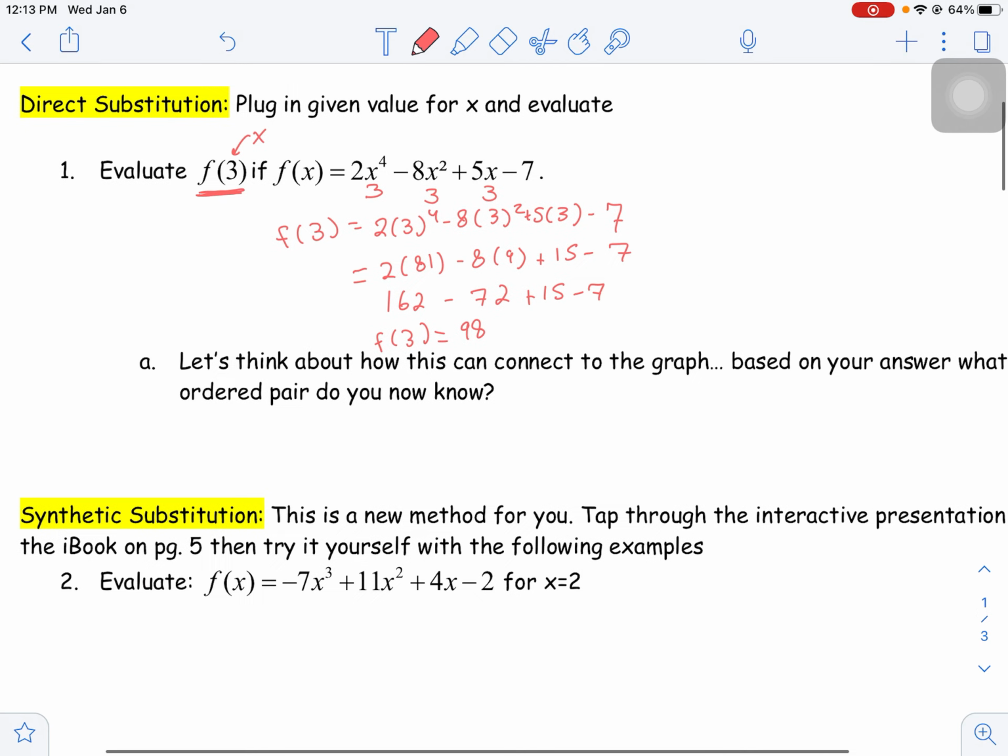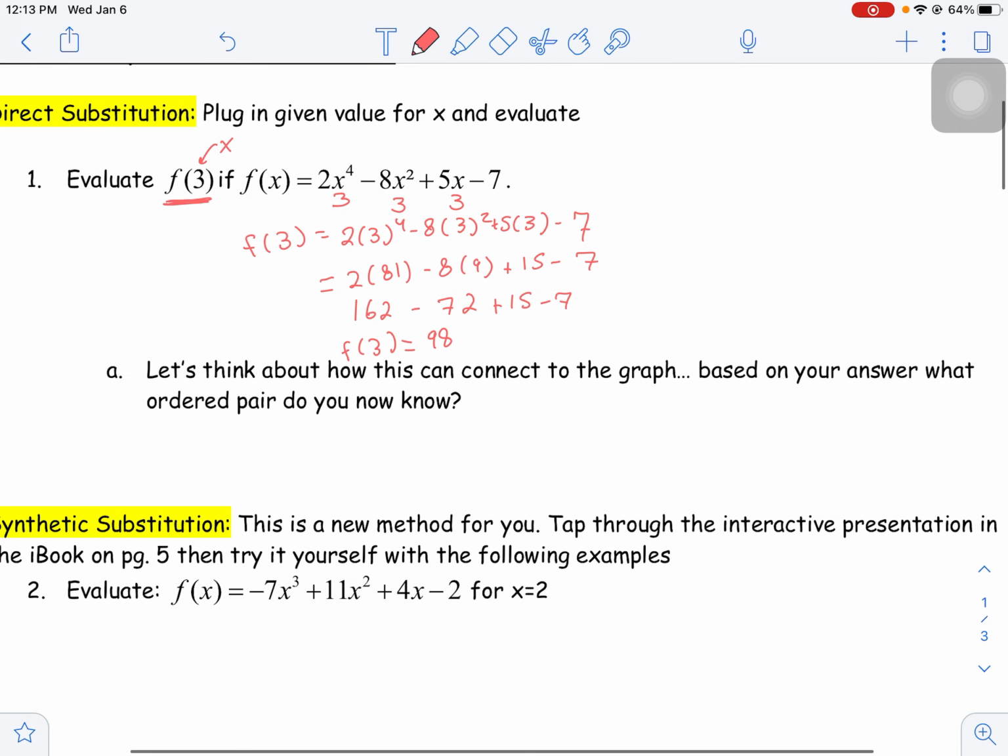So let's think about how we can connect this to a graph based on your answer. What ordered pair do you know? Well, we know that when we plug in 3 for x, you get out 98 for y, and that's the point on the graph that we just found.